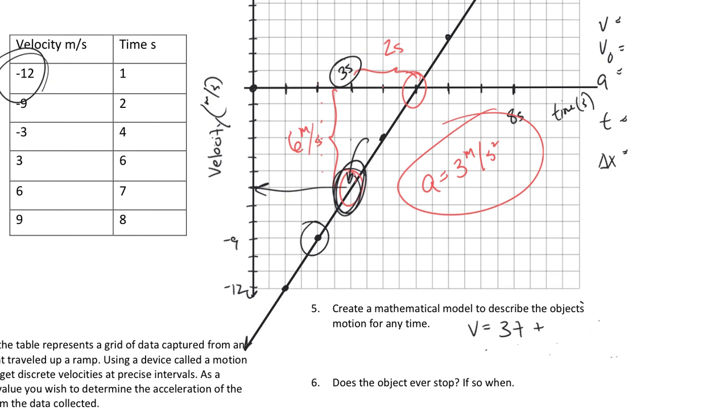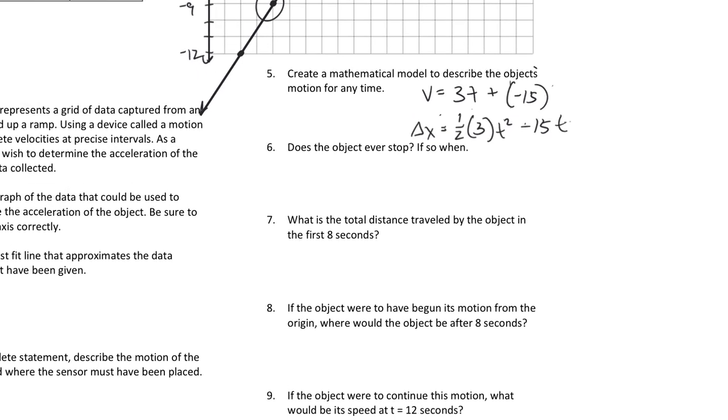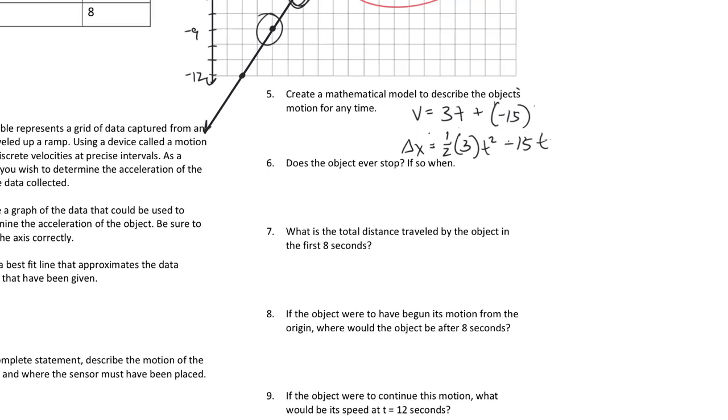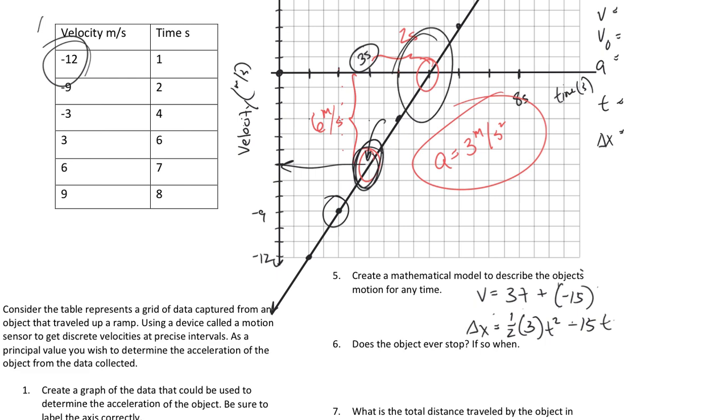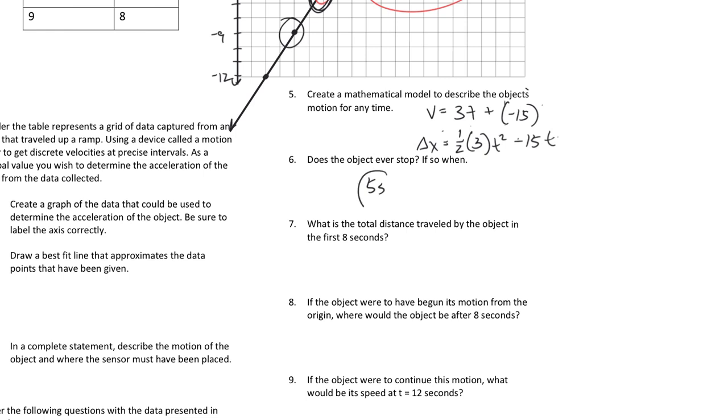Did this with negative 15. That'd be just fine. But you also could have done delta x equals 1/2 a t squared minus 15t. And that's a fair model too, and would be just as good. Does the object ever stop? Yes, it stops here at the 1, 2, 3, 4, 5 second mark.